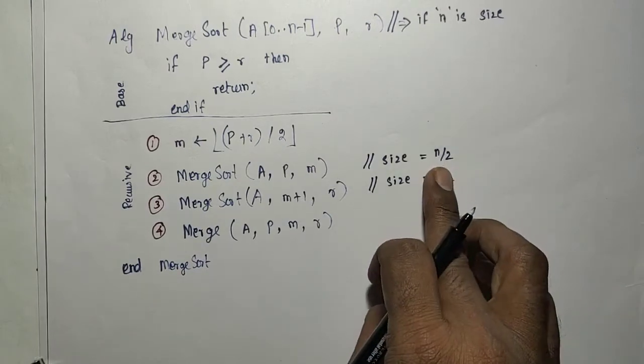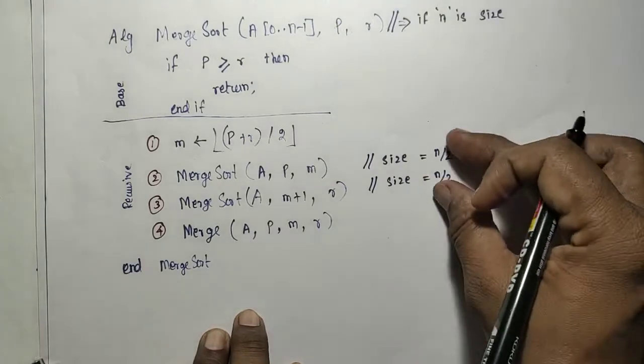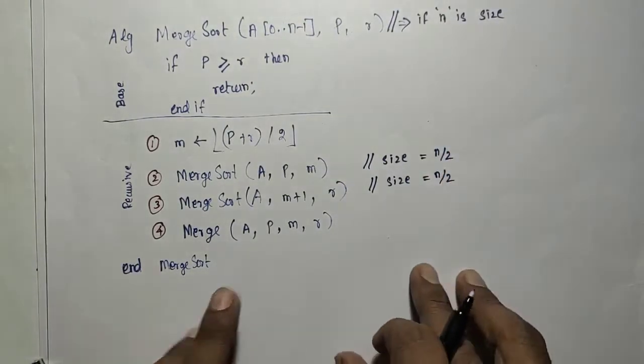So assume this is N by 2, the floor, and this will be the ceiling. We are only going to find the total complexity. So we are assuming this is N by 2 and N by 2 like this.